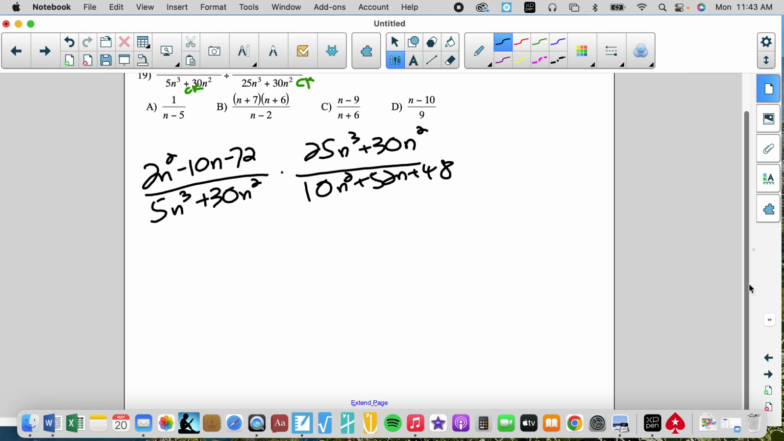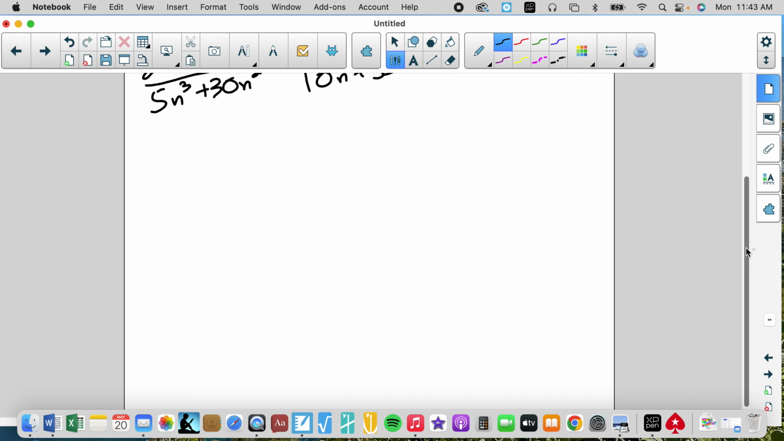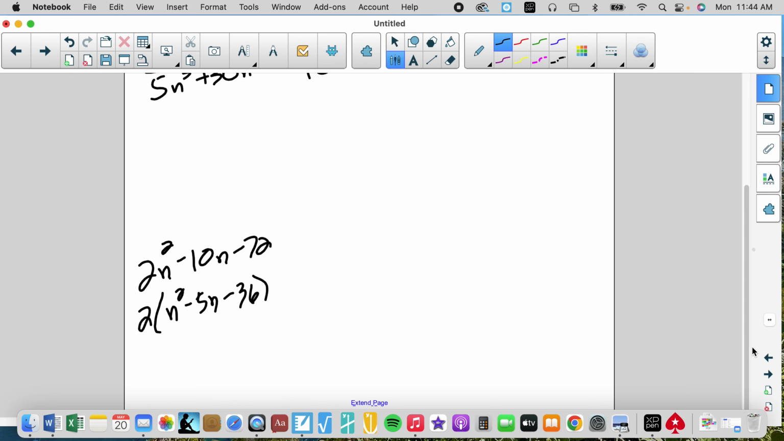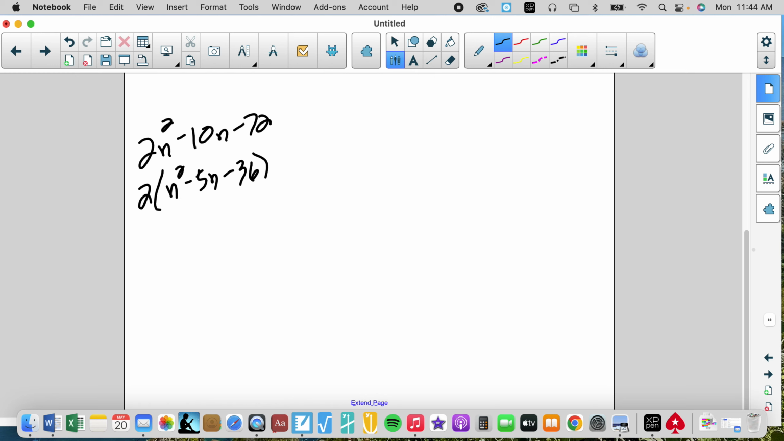All right, now let's create some space here. So let's do the first part. We got 2n squared minus 10n minus 72. Let's factor out a 2. We get n squared minus 5n minus 36. Not the difference of squares, or not a binomial square. So a times c is negative 36. 1 and 36, 2 and 18, 3 and 12, 4 and 9, 6 and 6. Signs are different. Bigger is negative. That's my negative 5 right there.